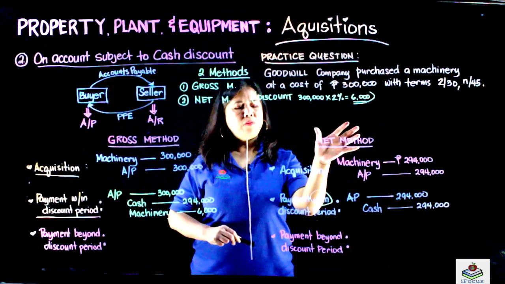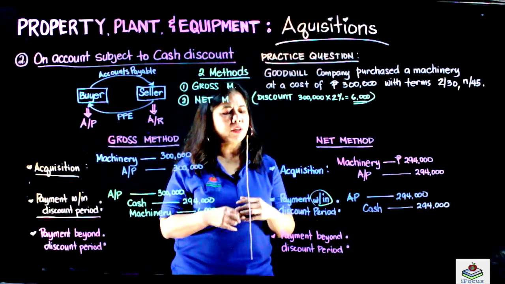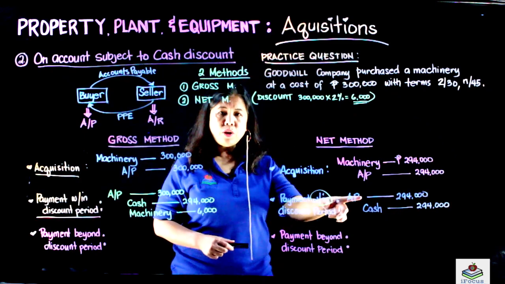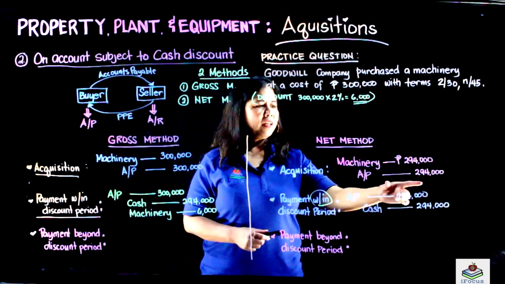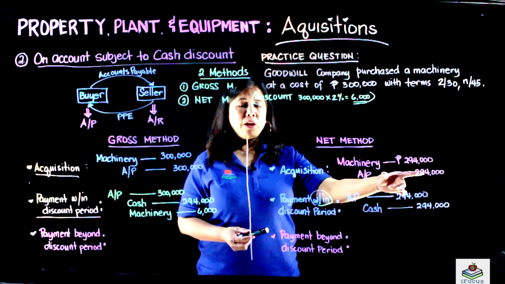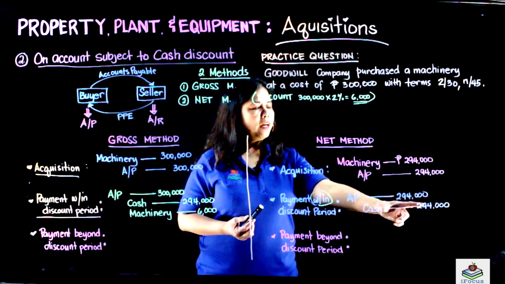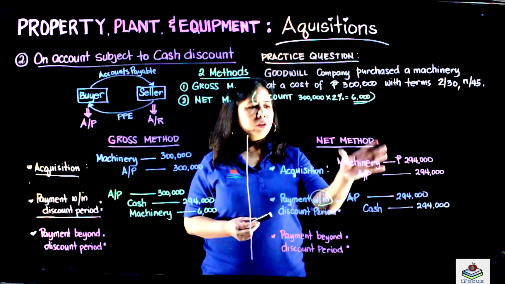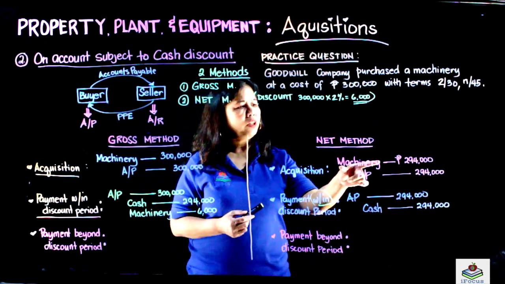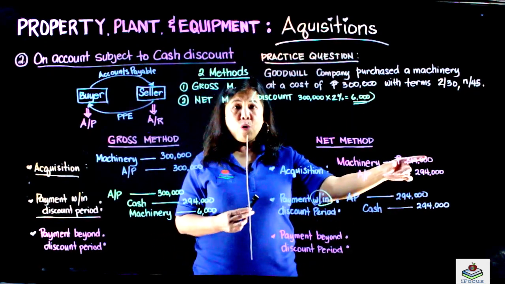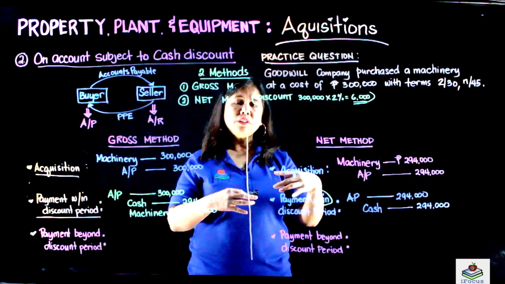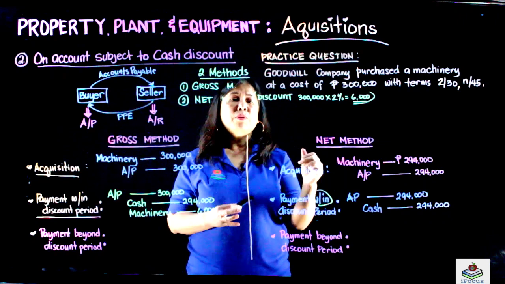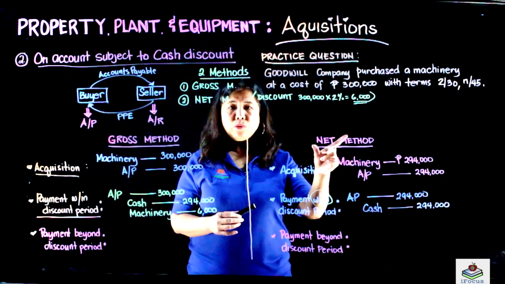On the net method, ang entry natin kapag nagbayad ang company within the discount period is debit to accounts payable. Aalisin na natin ang ating accounts payable kasi nagbayad na tayo. Then credit to cash of 294,000. So kung titingnan mo dito sa net method, ang machinery mo is 294,000 dahil ibinawas na natin ang ating cash discount nung in-acquire natin ang machinery na yon using the net method.